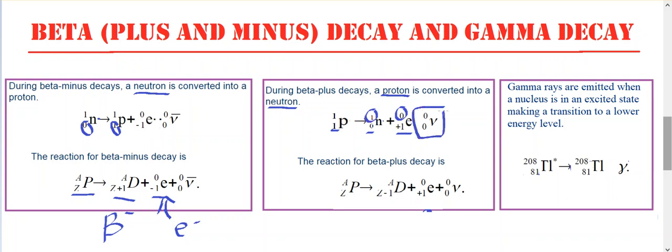And here we have a neutrino, which serves the same purpose as the antineutrino, to conserve energy and momentum.